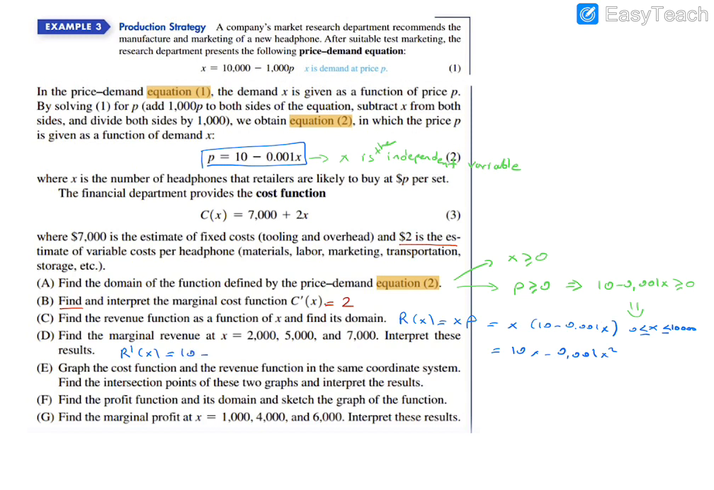Derivative of 10x is 10. Derivative of minus 0.001x squared is 2 times 0.001x, so 0.002x. So you should calculate R prime of 2000, R prime of 5000 and R prime of 7000. After calculating these values, you find the marginal revenue at that level. Then interpret the result. So what is that? The change of the revenue when the demand is 2000 is blah blah blah. We should say such sentences.